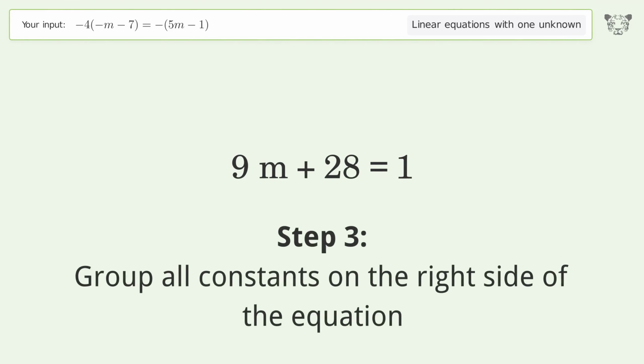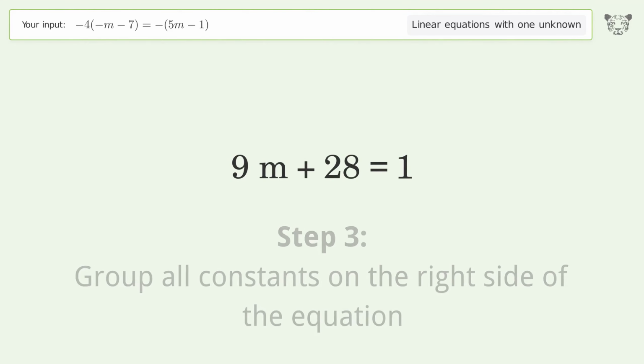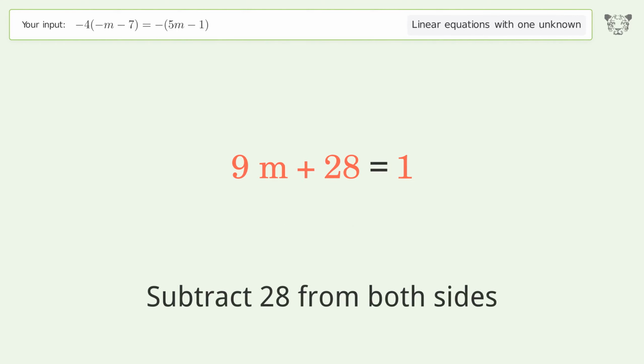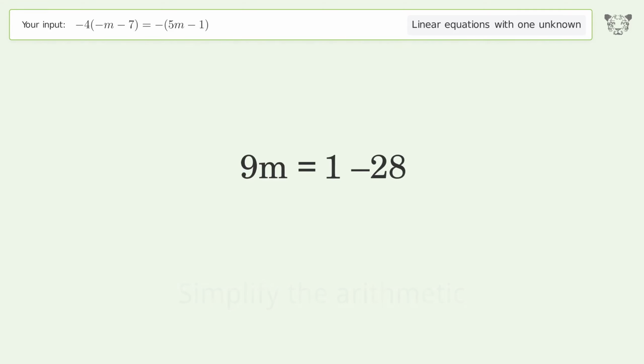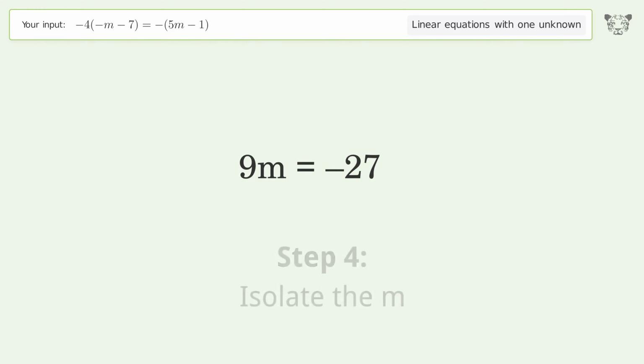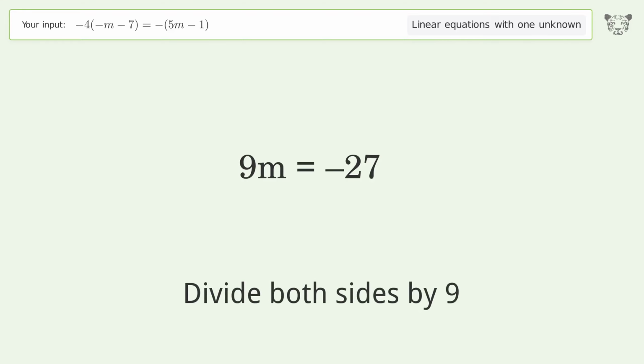Group all constants on the right side of the equation. Subtract 28 from both sides. Simplify the arithmetic. Isolate the m. Divide both sides by 9.